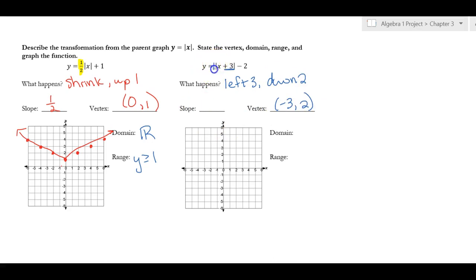My slope is the number in front, which is just a 1 over 1. So I'm going to go to the left 3, up 2, and then I'm going to go up 1 over 1. And remember, it's a V, so I have to do it on the right and the left. My domain, again, arrows go to the left, arrows go to the right, so it's all reals. The range, this also goes up, so y is greater than, and it goes up above 2. It's always that value from the vertex.